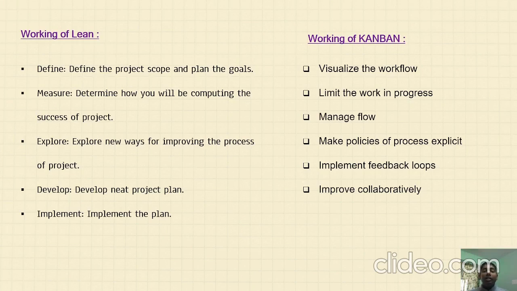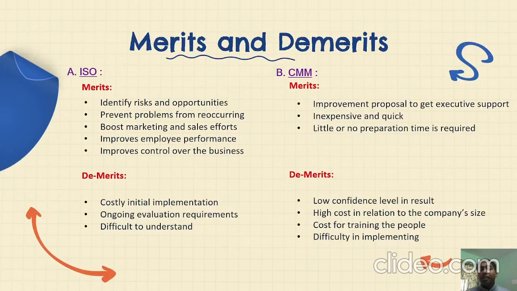The working of Kanban is like this: first we should visualize the workflow. Then limit the work in process. Then manage. We should manage the flow of the work. Then make policies of process explicit, implement feedback loops, and improve collaboratively.